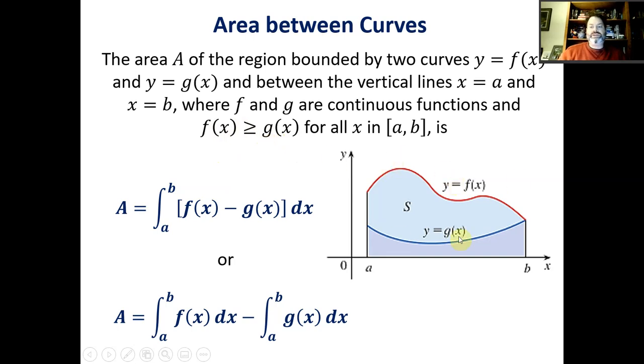So we have two functions, a left and right endpoint, and all we do is subtract the functions and do the integral. Or if it's easier, you can distribute the integral through the minus sign and compute them as separate integrals. It's up to you. Generally speaking, I'm going to be doing this.